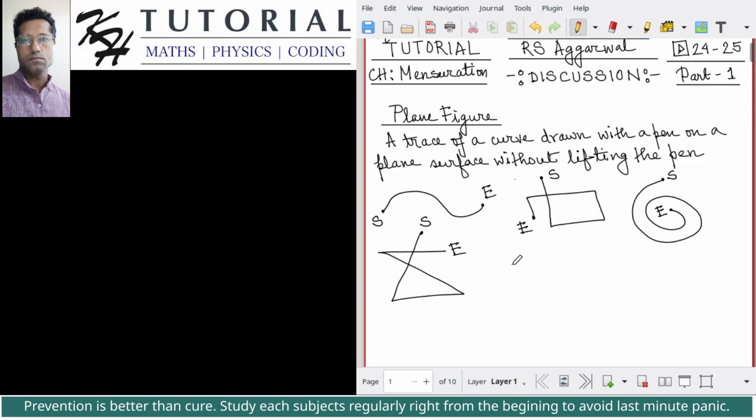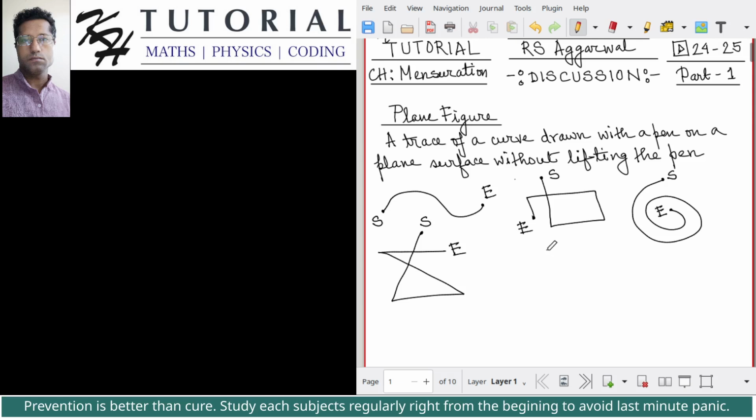That is, you are drawing a curve. What is a curve? A curve is nothing but numerous points connected together. That is a curve, or a trace of a curve. When you draw a curve, that is, you are tracing a line or a curve on a paper without lifting the pen, that is basically a plane figure.